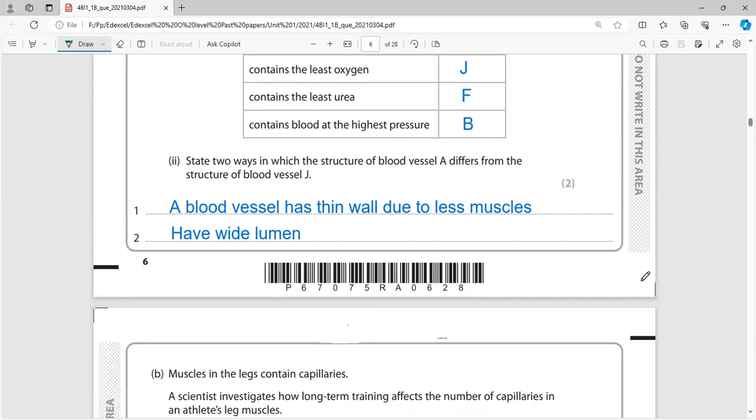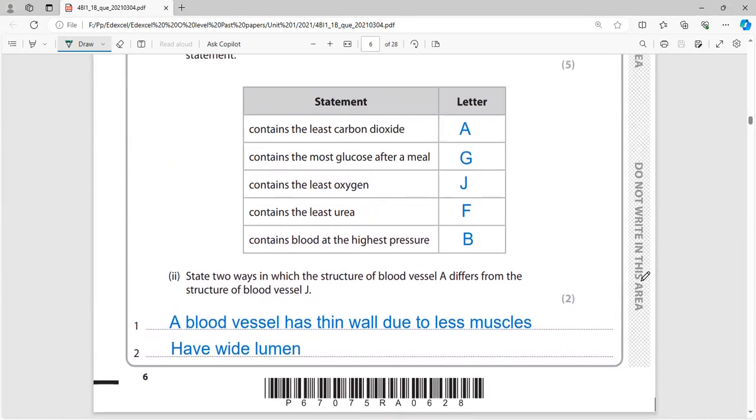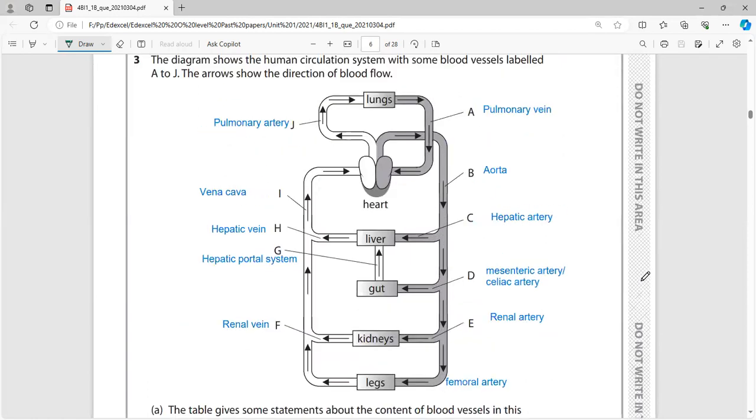State the two ways in which the structure of blood vessel A differs from the structure of blood vessel J. You can see blood vessel A is our pulmonary vein, while J is the pulmonary artery. Sorry, that's our pulmonary vein here. A is the pulmonary vein.